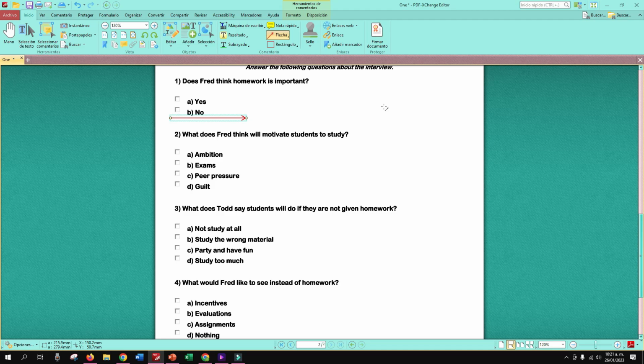Perfect. Let's see the number two. What does Fred think will motivate students to study? There you have four options: ambition, exams, peer pressure, or guilt. Which will be the answer there?